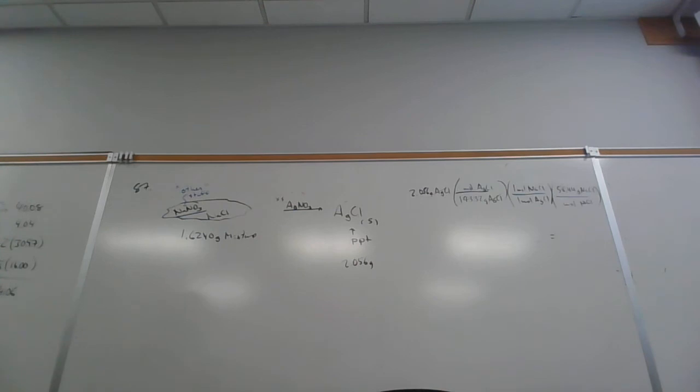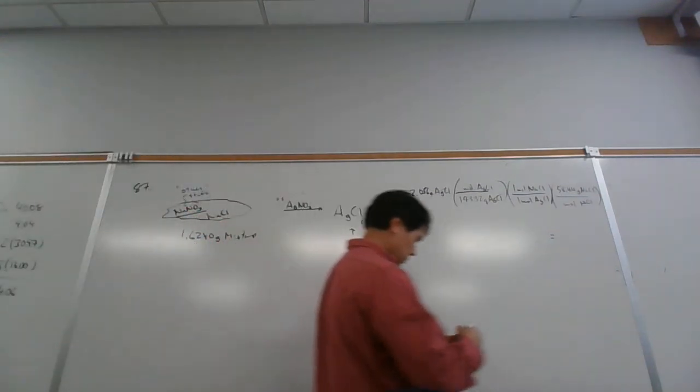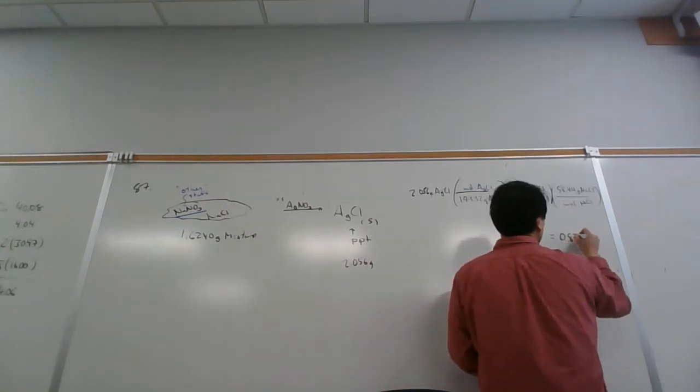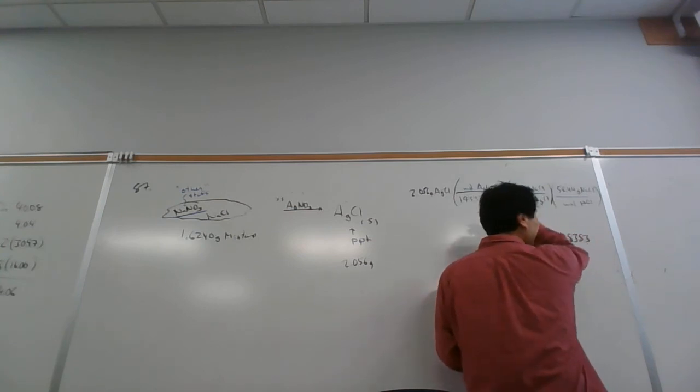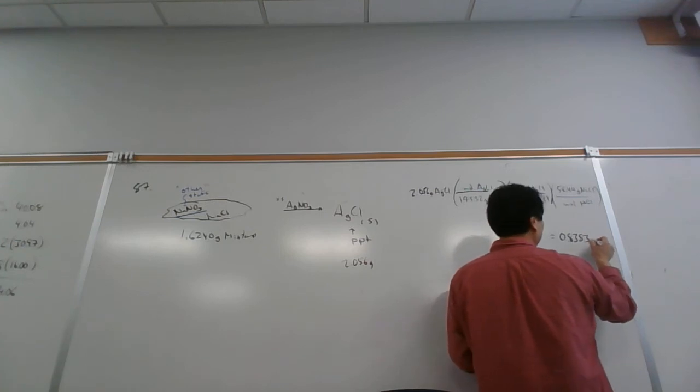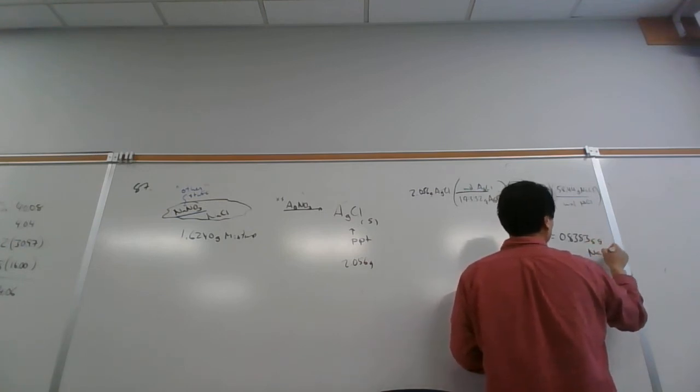Okay, so we've got 2.056 divided by 143.32 times 58.44. 0.8383. We're allowed 4 sig figs, so I'll carry one extra. 0.83835 grams of sodium chloride.